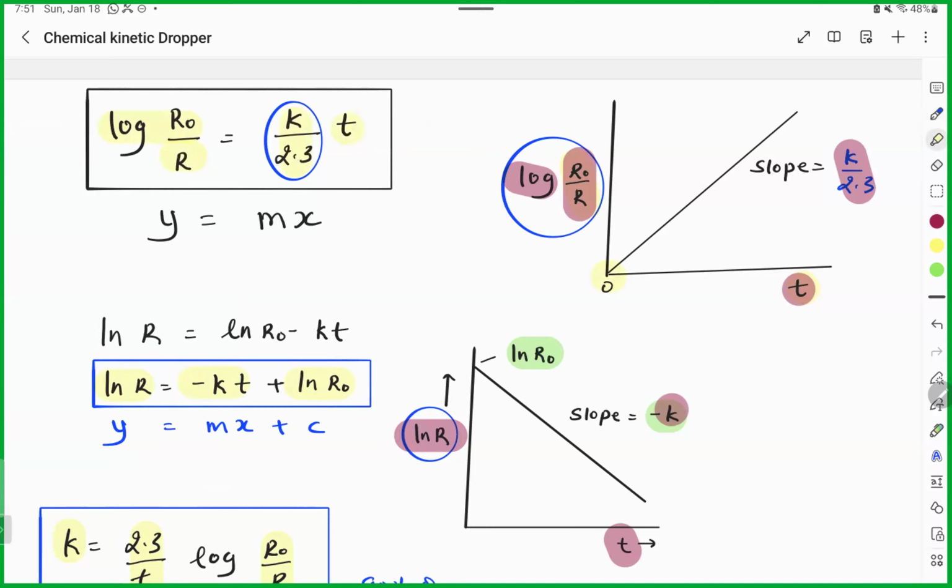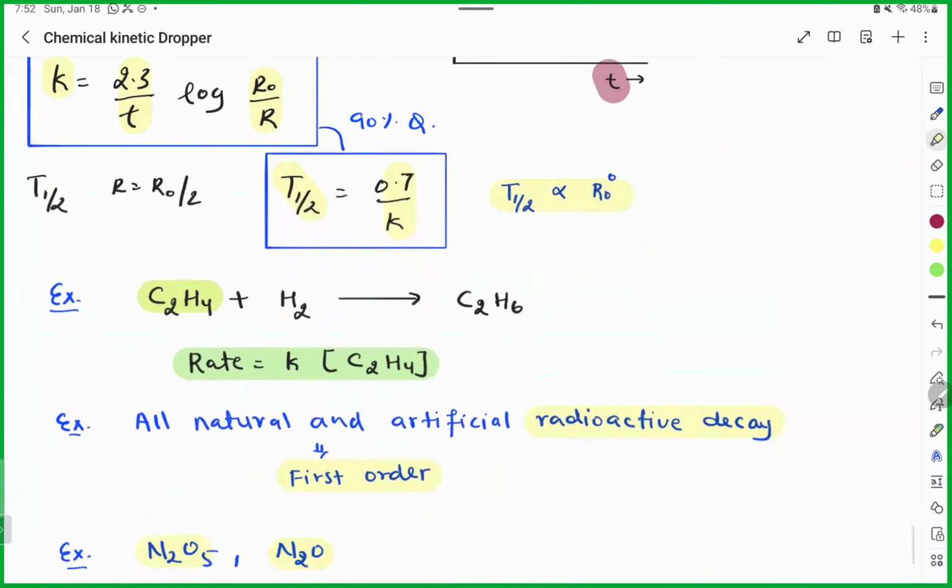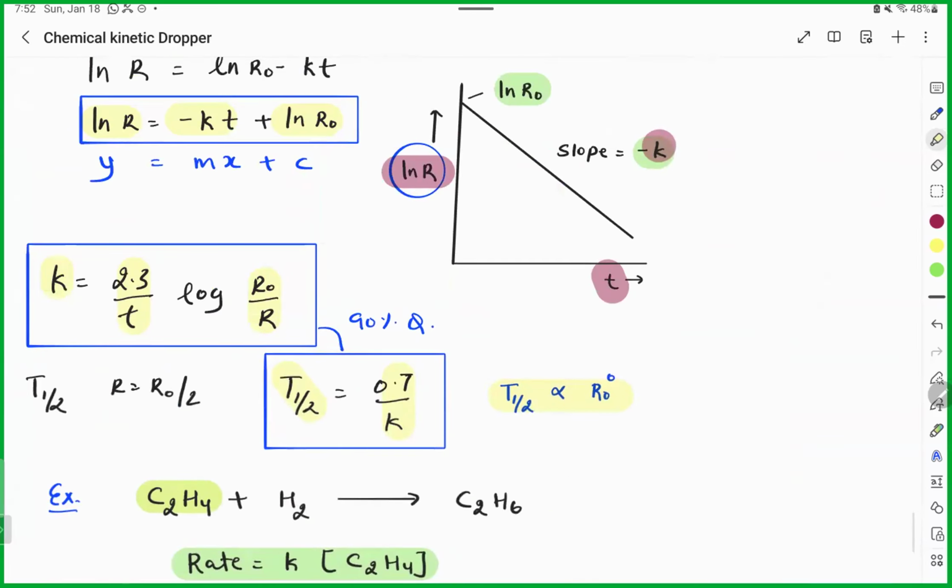I understand. This is the opinion of the majority of the students. They understand this chapter and feel this chapter is easy, but understanding the graph is difficult. For example, if you see the graph of T half with R naught. Okay, if you want to take the graph in this case, T half on the R naught, it will be this.